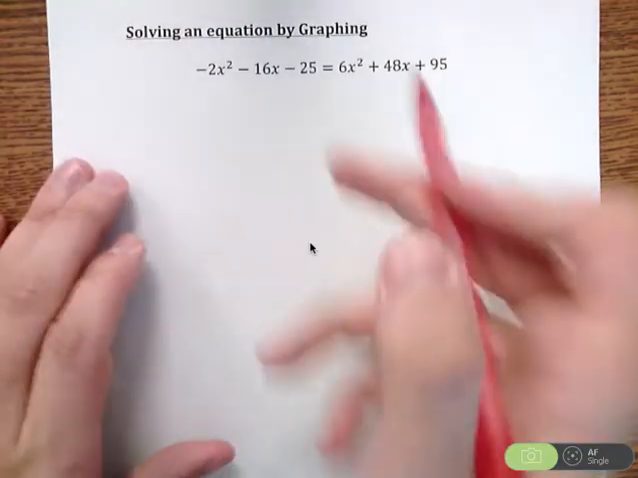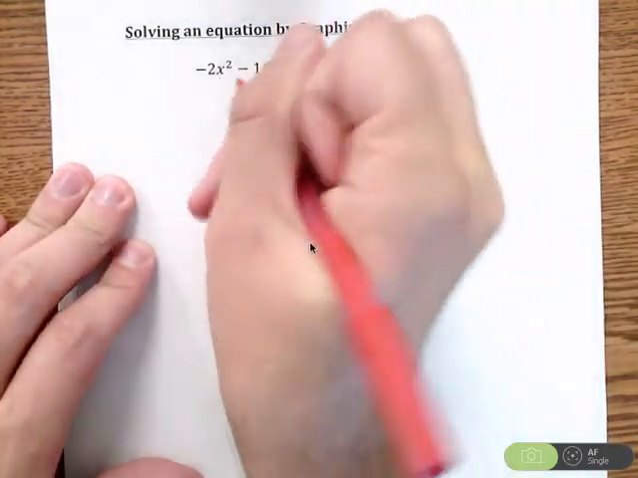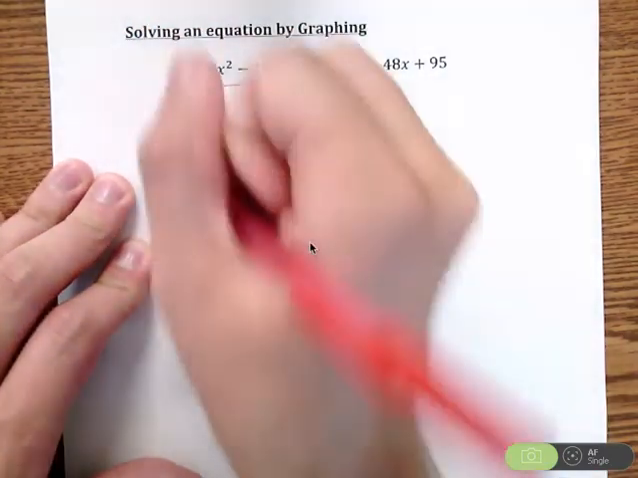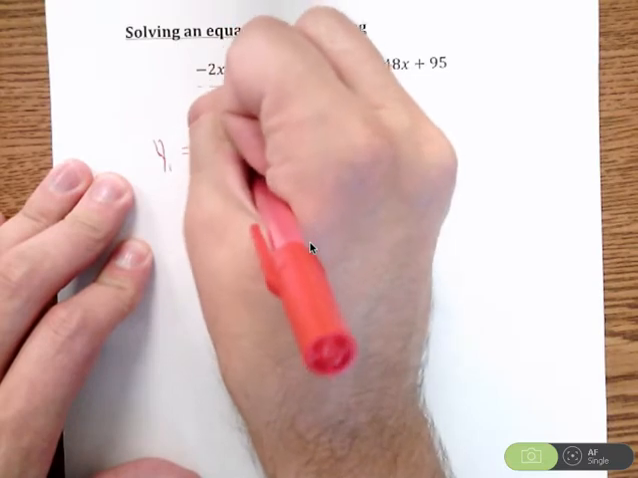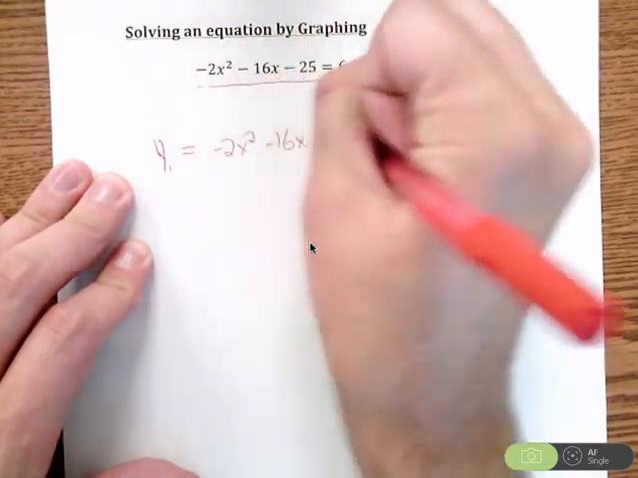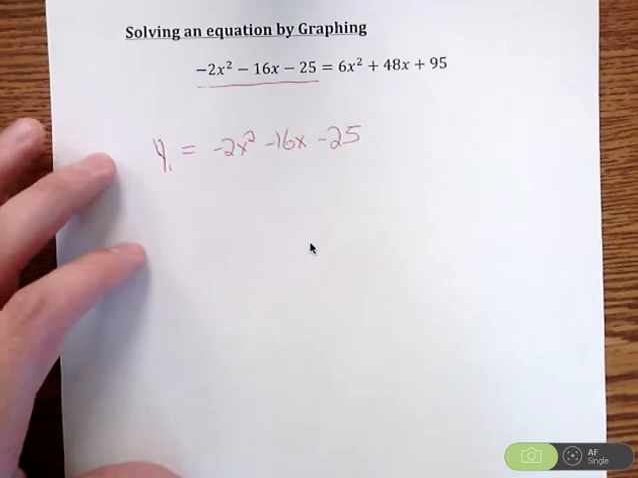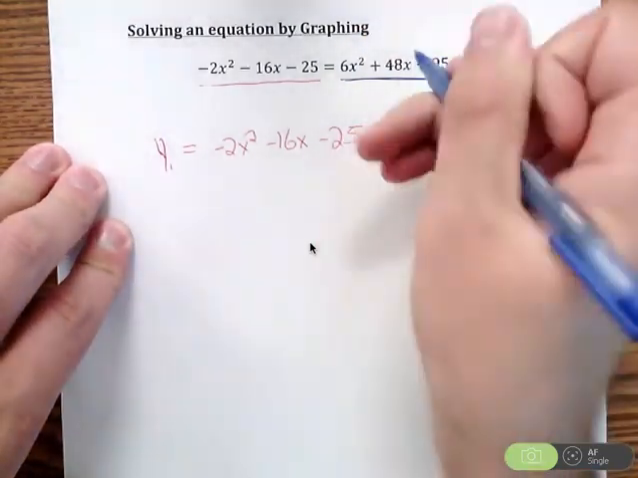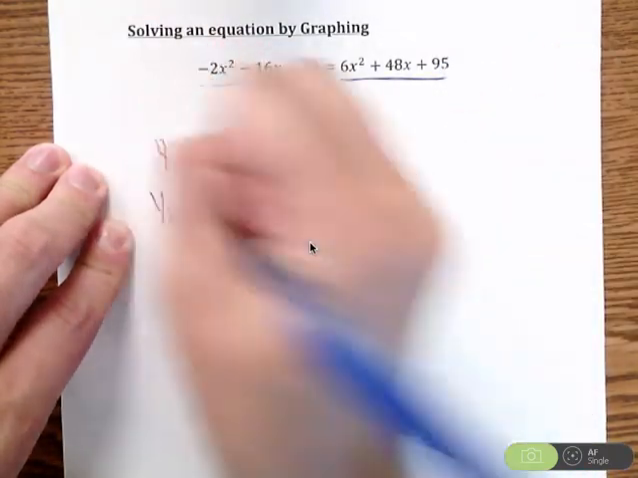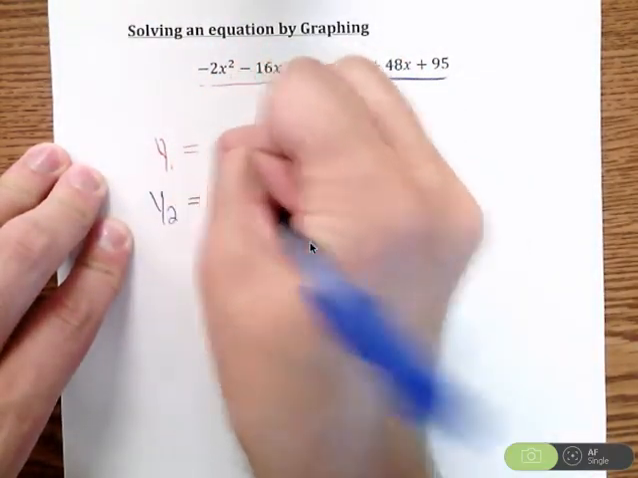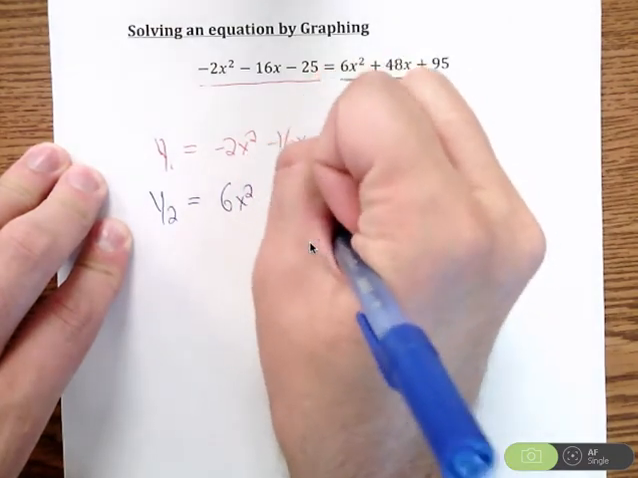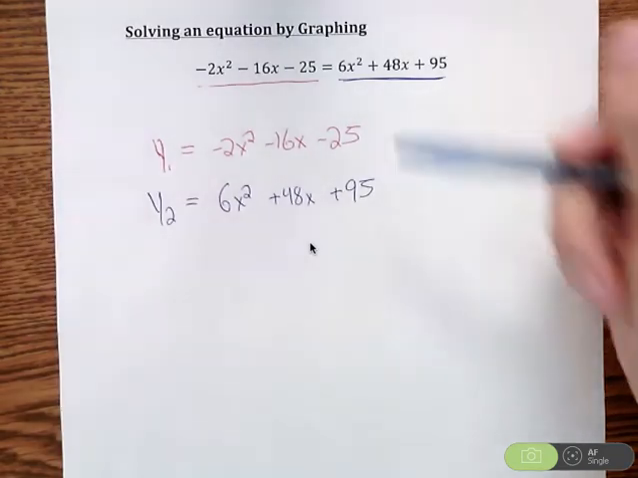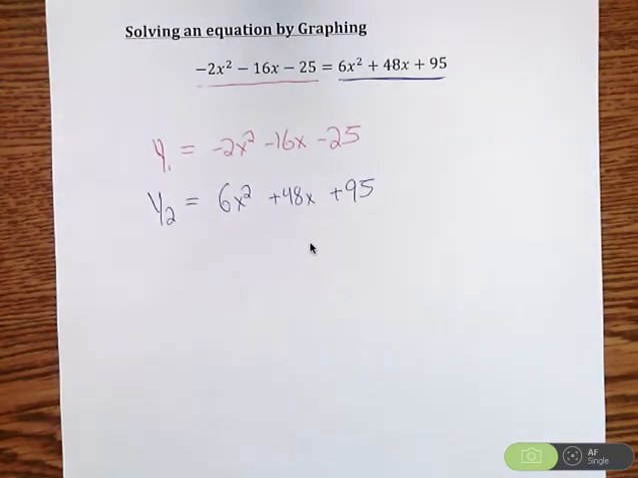Here's what we're going to do. On the left side of the equal sign, so this entire piece, I'm going to make that my y1 in my calculator. So y1 is going to be negative 2x squared minus 16x minus 25. And then I'm going to take the right side and I'm going to make this my y2. So y2 is 6x squared plus 48x plus 95. I'm going to take each of those and I'm going to plug it into my calculator.